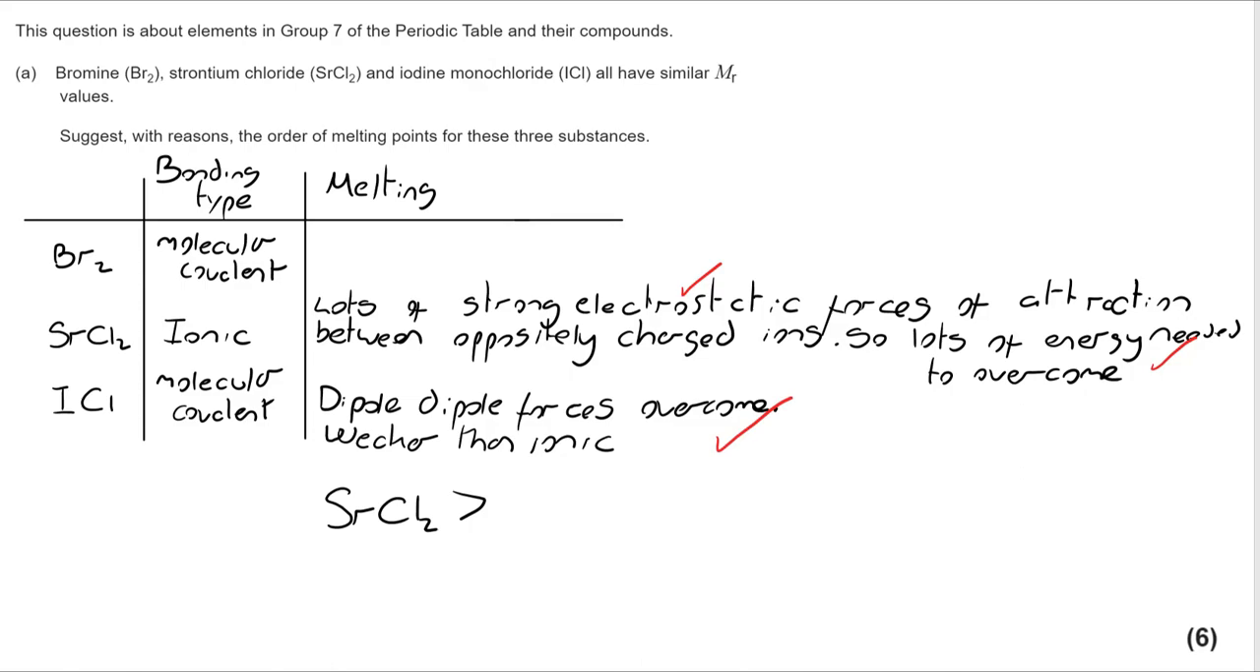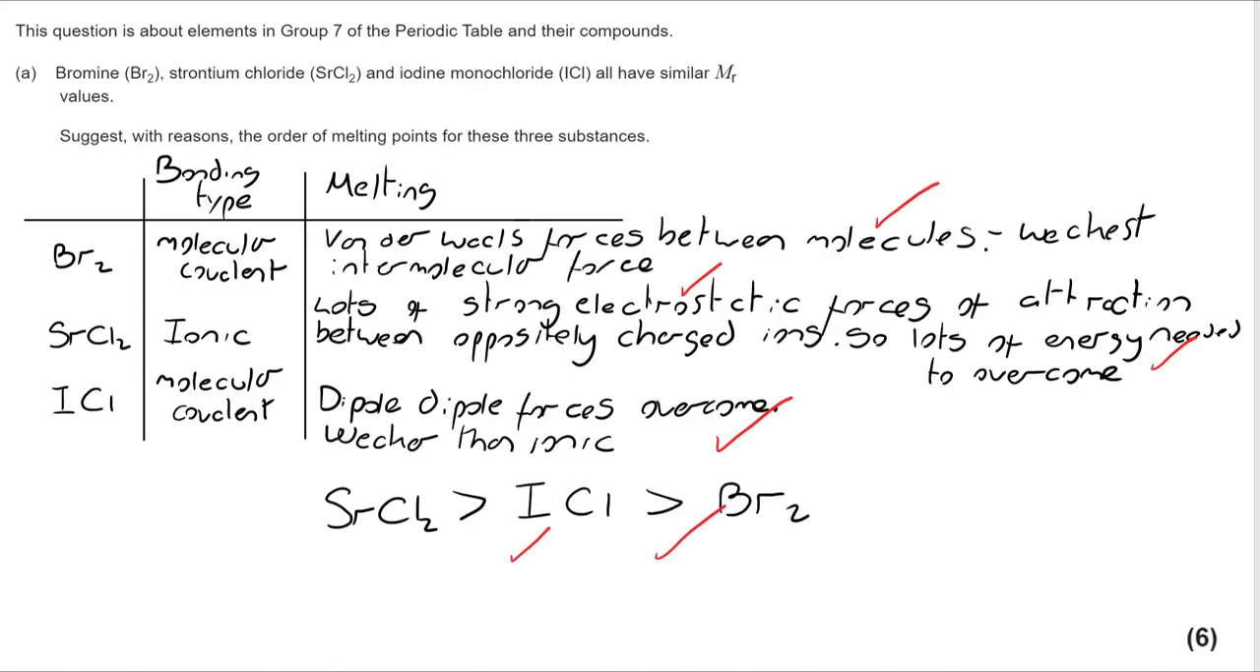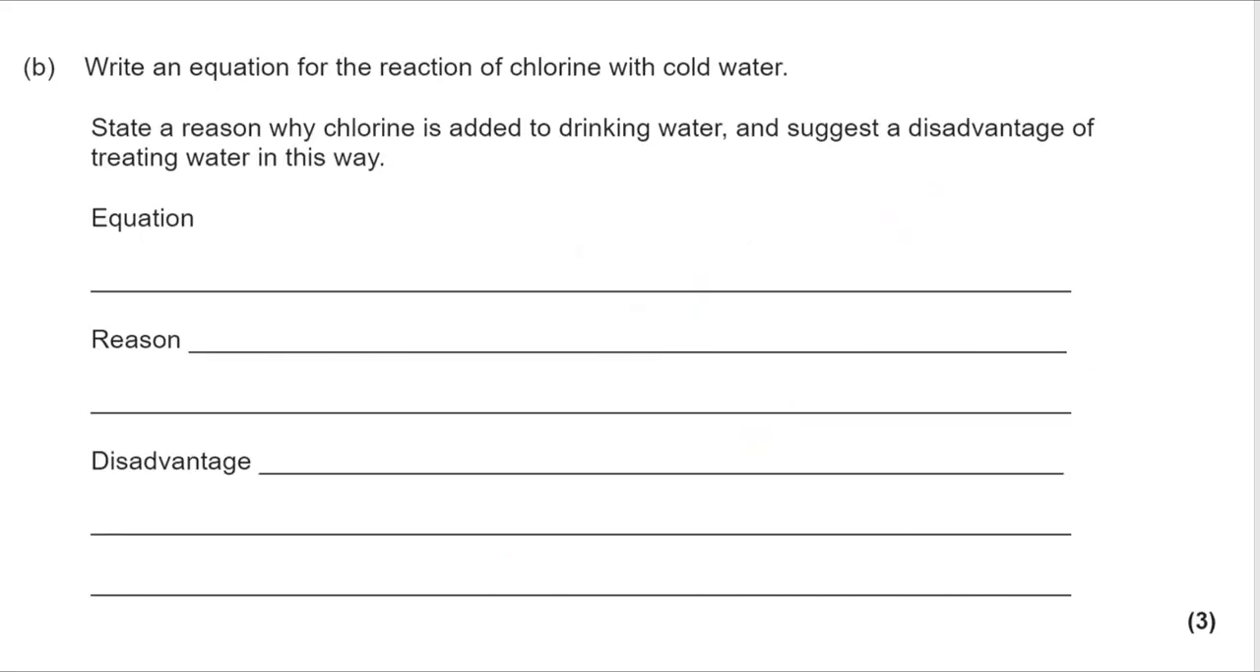Now, if I move on to mark 3 now, I'm looking at ICl, and I know that there will be dipole-dipole forces. Now, they are weaker than ionic, so we don't need to put as much energy in, so the melting point will be lower. But before we put it in to our order, let's also consider bromine, which would only have van der Waals forces, by far the weakest intermolecular force. The final 2 marks are going to come from writing your structures in the correct order of melting point, as you can see at the bottom.